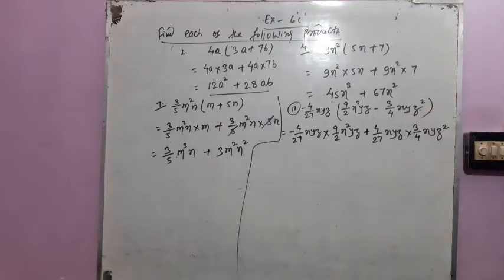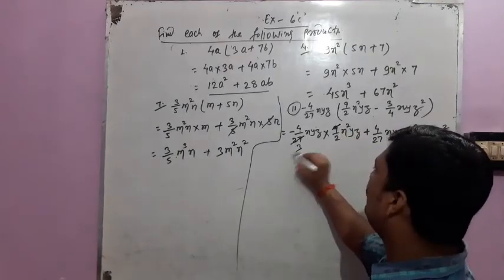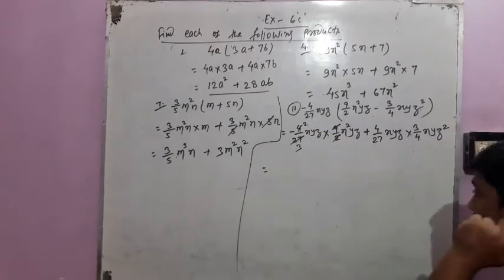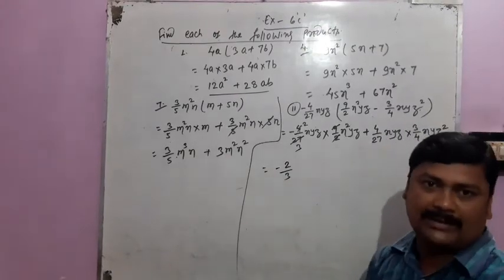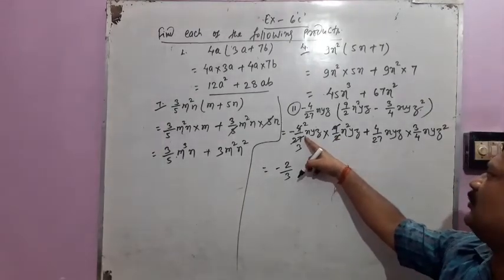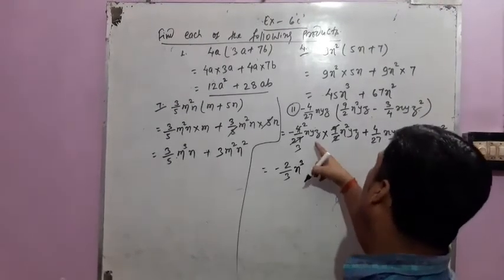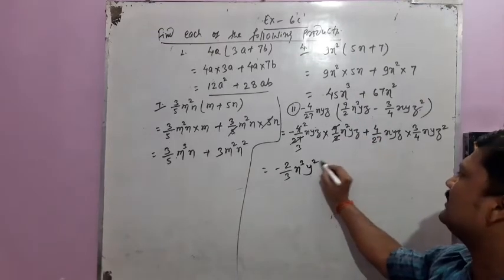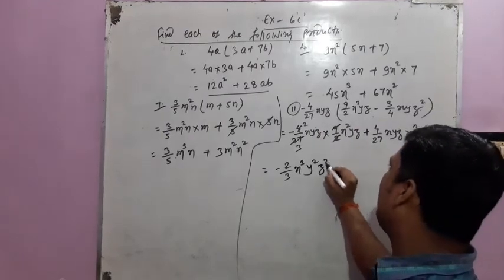Okay, students? Now first we have to reduce the terms here, as 9 3s are 27 and 2 2s are 4. Now what remains here? Minus 2 by 3. For x, we have to add the exponents of x. Here the exponent of x is 1 and here the exponent of x is 2. So 1 and 2, 3. Here the exponent of y is 1, here also 1. 1 and 1, y square. And here the exponent of z is 1 and here also 1. So that is z square.